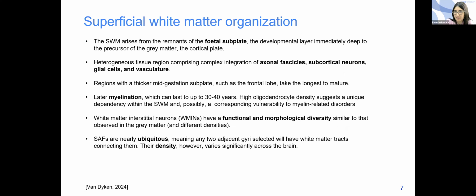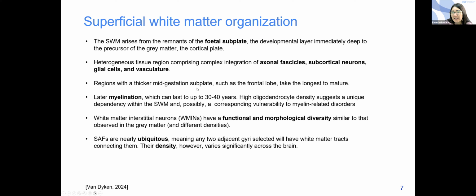Okay. And the other thing that is important to highlight is that superficial white matter is a different tissue layer than the deep white matter, and it is composed of different kinds of structures: axons, but also subcortical neurons, glial cells, and vasculature. And this, I think, is very important because it's a different layer than the deep white matter.